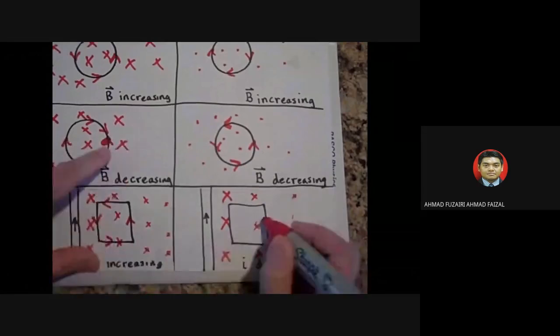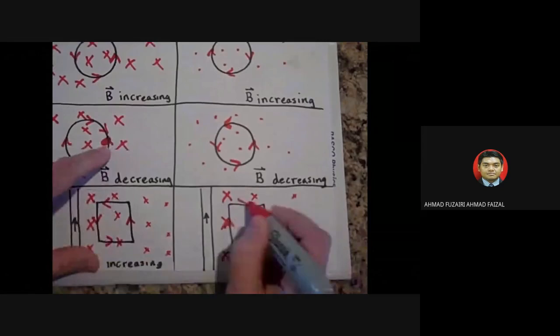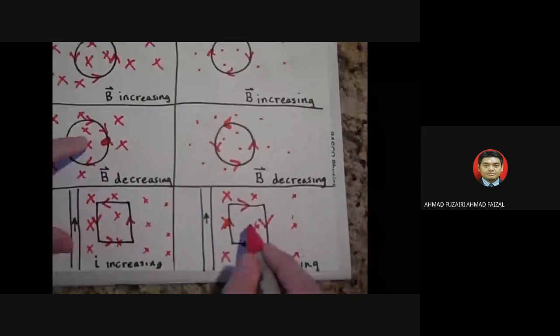You see how Lenz's law works? It's always trying to keep the status quo. So if the X's are increasing, then it will try and make dots. But if the X's are decreasing, it will try and make X's.